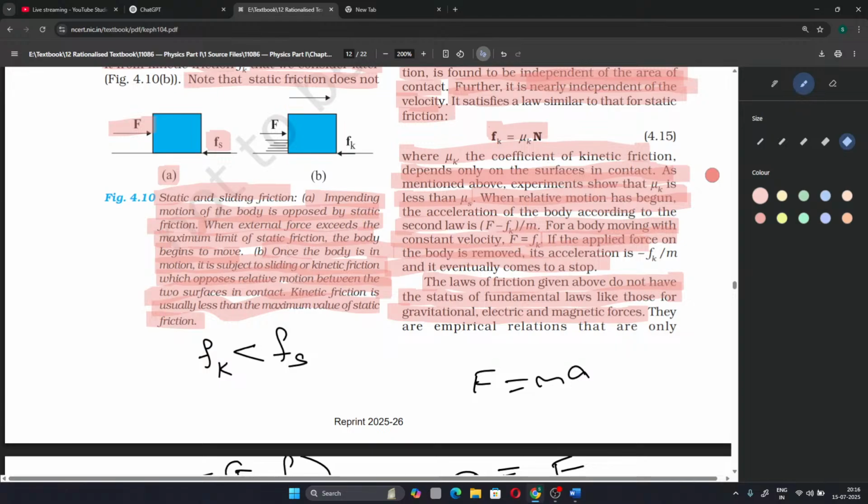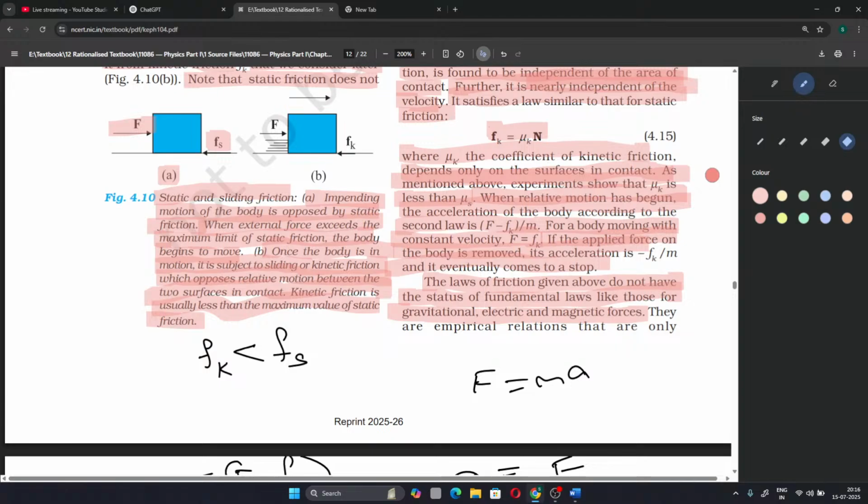Basically, these laws of friction do not have the status of fundamental laws. Friction is just a part force. We do not have fundamental laws for it. This is not a fundamental force. Friction is a very important force, but it is not fundamental.